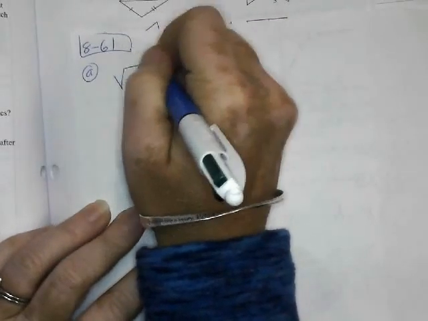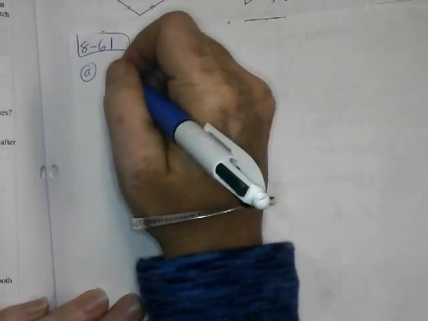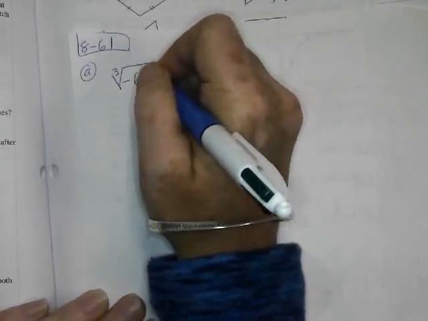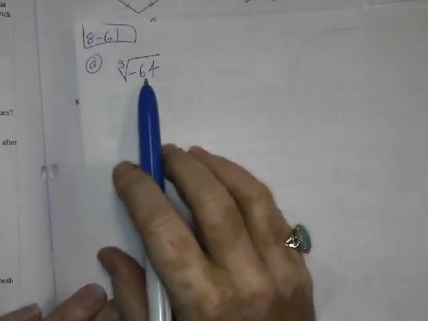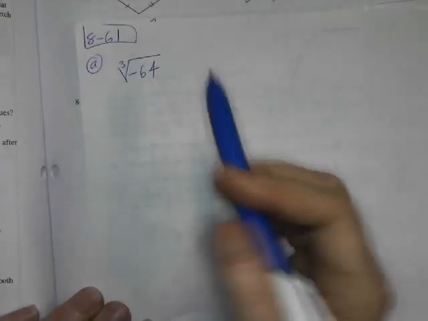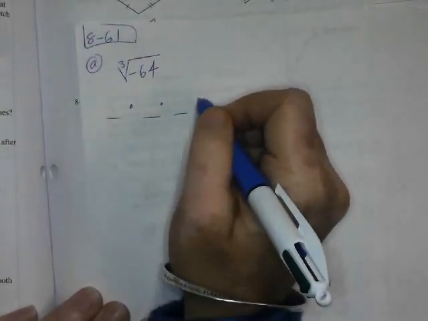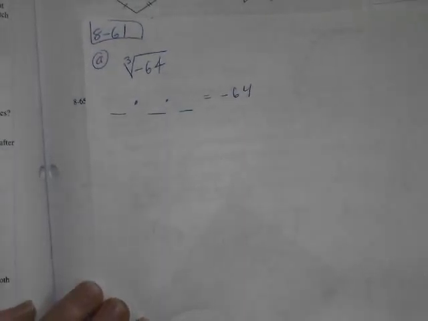Okay, is it on? So this is 8-61, letter A, and it wants us to evaluate these things. It doesn't show a little picture of a calculator or anything, so I would say that it wants you to actually do it without using a calculator. So the way I do it is I ask myself, is there something that can multiply by itself 3 times, something times something times something, that equals negative 64? So in a way, it's a little bit of a guessing game.